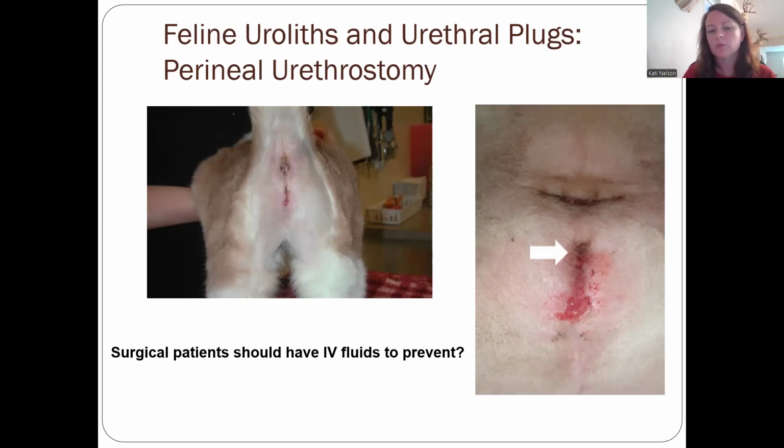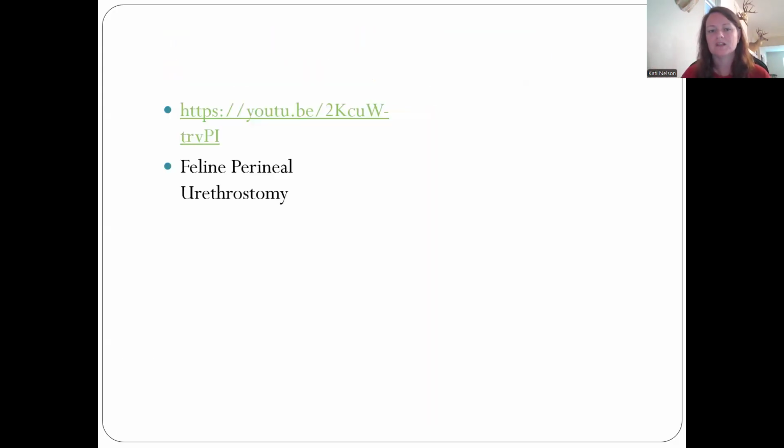And so surgical patients should have IV fluids for hypotension, dehydration, electrolyte imbalance. All those things occur when they're under anesthesia and a body cavity is being cut open. So that's something to consider. So this is the video that you can watch on your own. It's kind of long, so I was going to hold off on it because it lags so much. But that's really it. So that's how we're going to treat these blocked kitty cats.